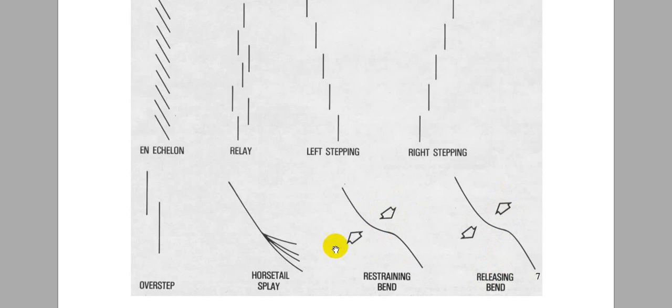If we apply the reverse sense of movement on a fault like this, we'll find this part of the fault will be subject to compression, so it's called a restraining bend.